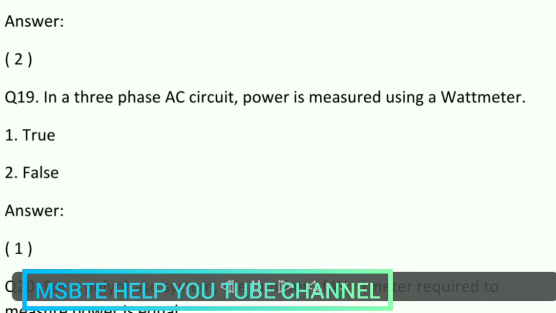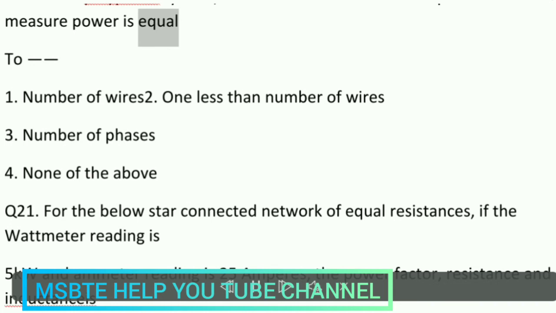Q20. For a polyphase system, the number of wattmeters required to measure power is equal to: 1. Number of wires. 2. One less than number of wires. 3. Number of phases. 4. None of the above.